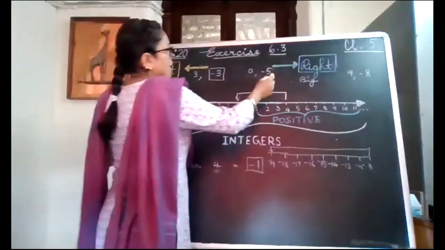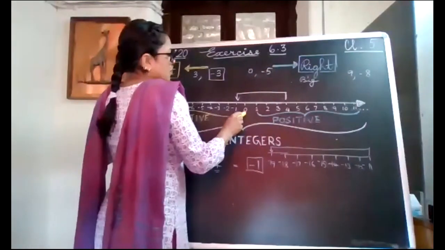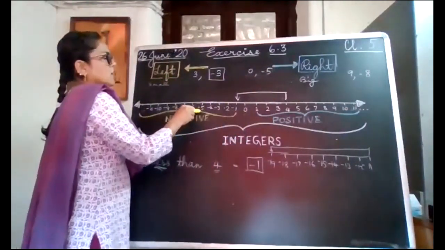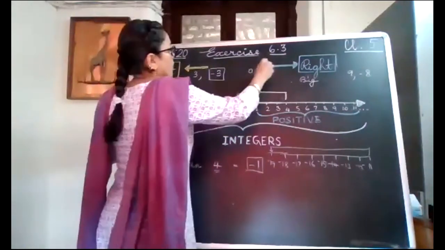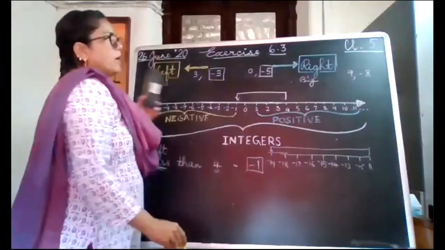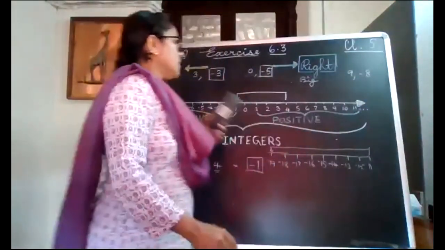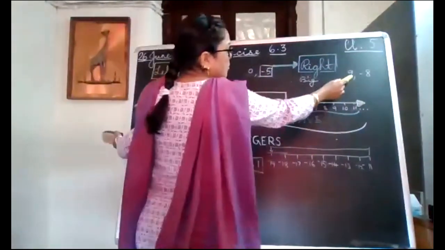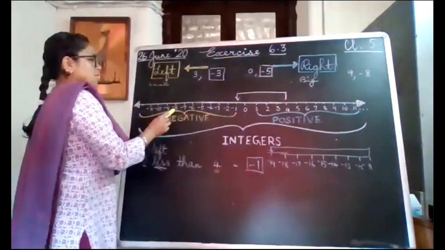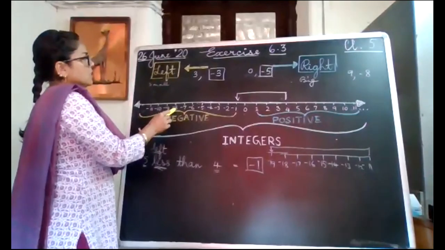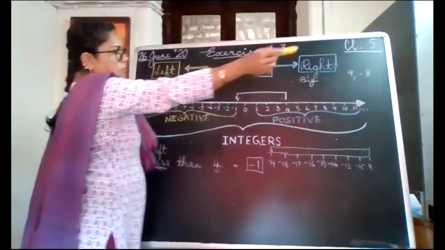Now 0 minus 5. So 0 is here and minus 5 is here. So which number is to the left? This one. That is to the right. So minus 5. Now 9 and minus 8. 9. No sign means it is positive. So 9 is here and minus 8 is here. So you saw that this is towards the left and that is towards the right.